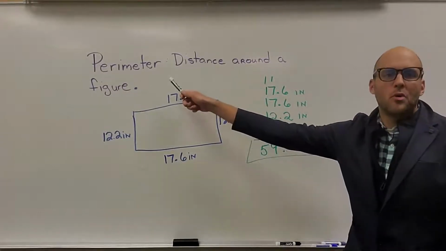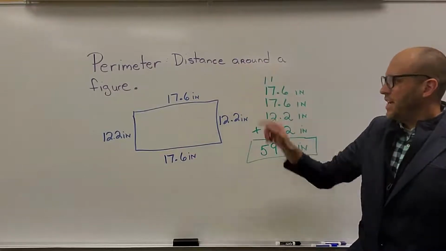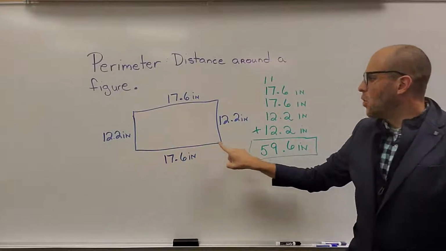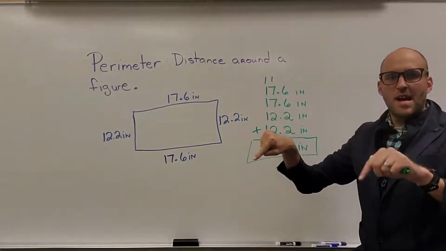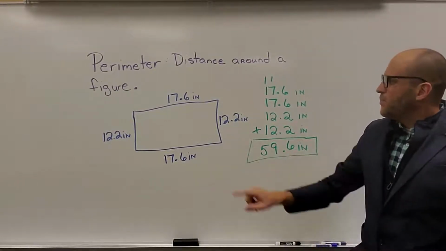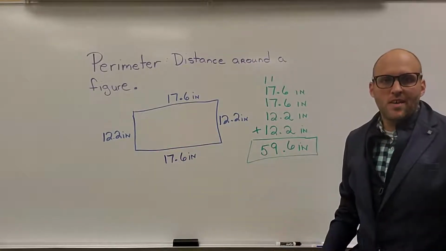Today we're going over perimeter. Perimeter is the distance around a figure, which means we have to find the outside border of a shape. Think of a farm and the fence around that farm. We want to measure how long that fence is. Depending on the shape depends on how much perimeter you have to find.